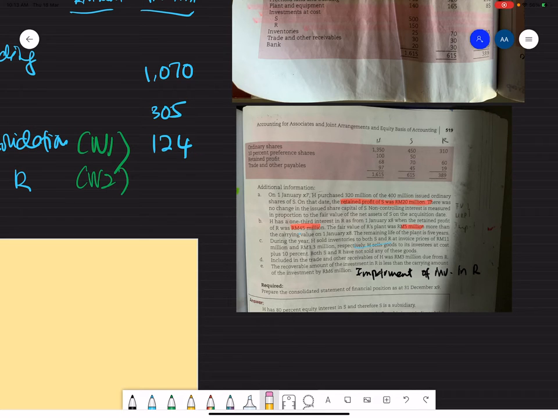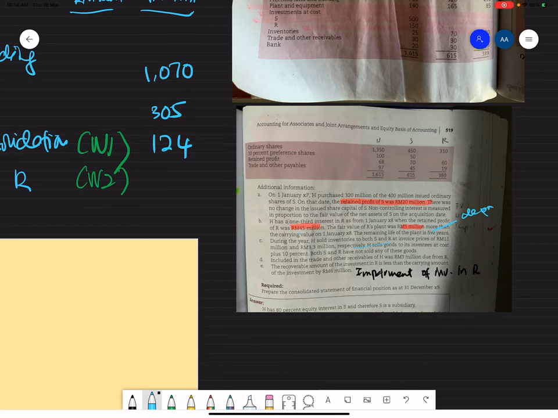So the remaining life of the plant is 5 years. So it will be depreciated, on a straight line basis you divide by 5. So the consequence is depreciation. Depreciation will affect the profit and loss.